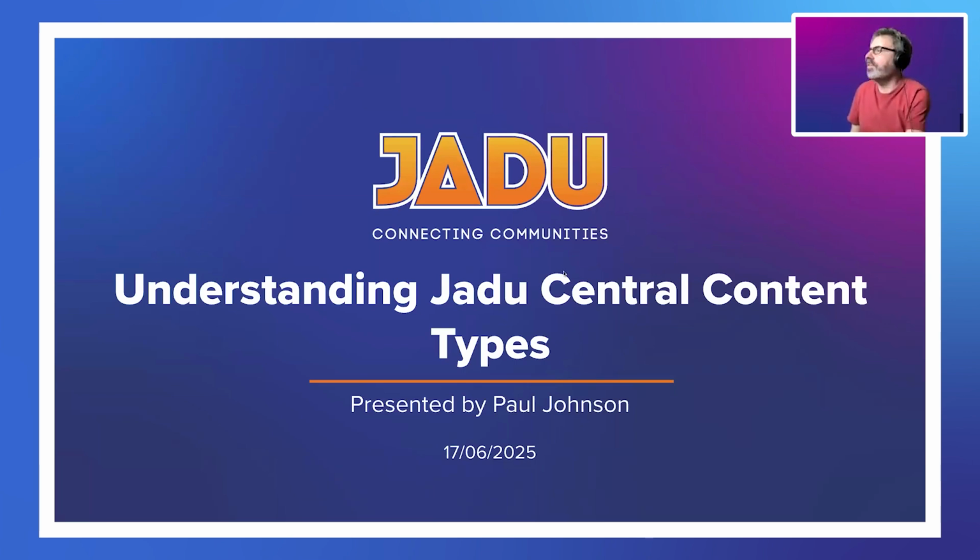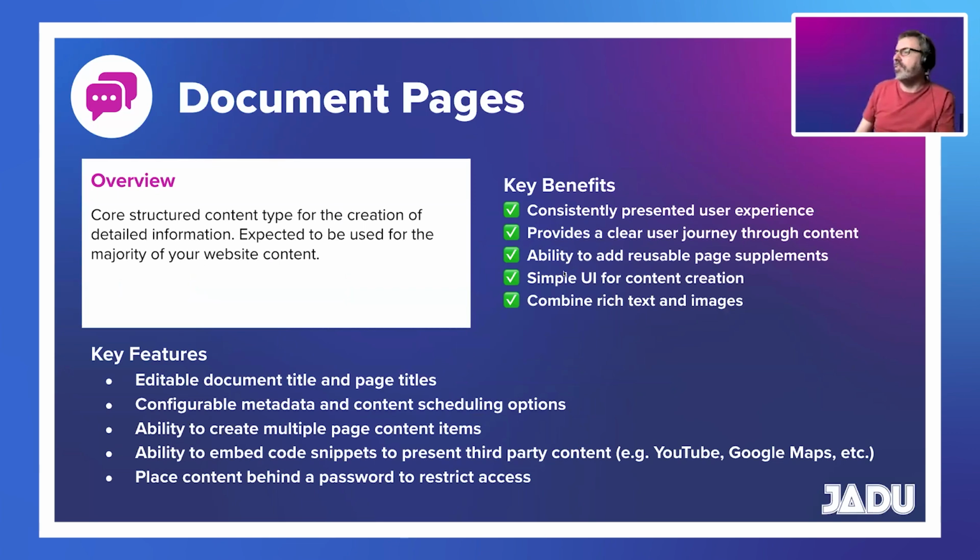So the first thing I'm going to talk about is document pages. Mainly because document pages is probably, I would think, the content type that you would use the most in terms of your web content. Document pages is really designed for presenting your detailed content in a clear, structured way. The benefits of document pages are there's a consistent template, so all of your content will have a consistent look and feel.